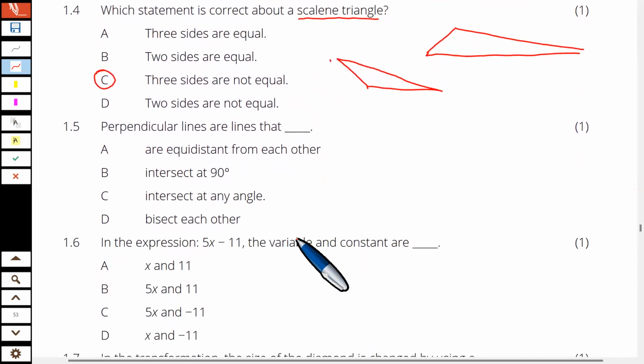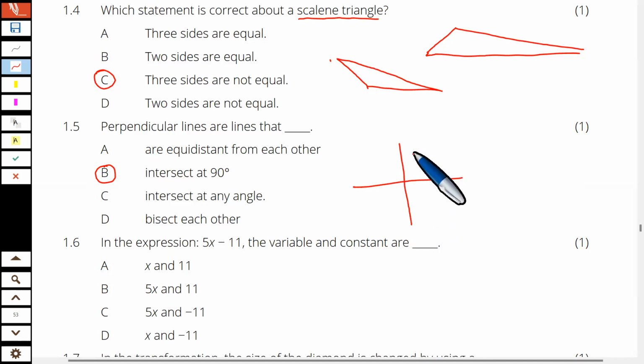The perpendicular lines. The perpendicular lines are lines that do what in 1.5? Are equidistant from each other, intersect at 90 degrees, intersect at any angle, bisect each other. Which one is true about perpendicular lines? Your thoughts, please. Perpendicular lines intersect at 90 degrees. Yeah, definitely. So perpendicular lines intersect at 90 degrees. So the correct option is B.